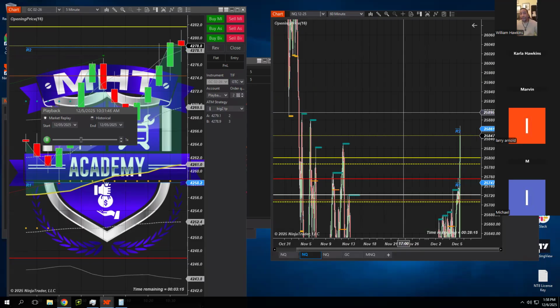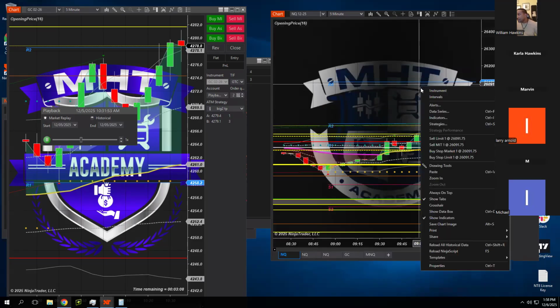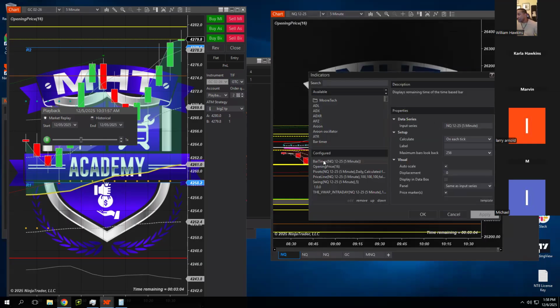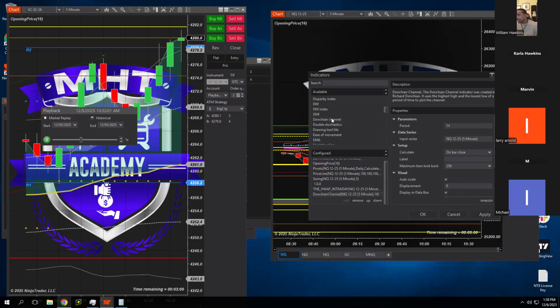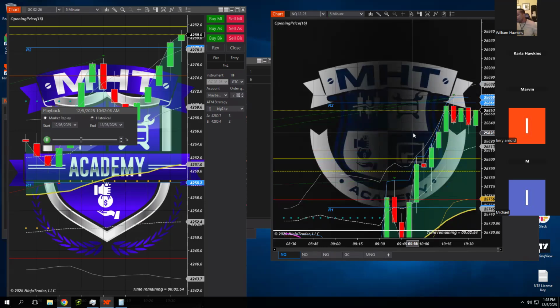How do you work the Donchian? Okay, so I'll pull it on here. That's a 60-minute chart. Now when I do a Donchian, I usually remove some indicators, so that's why there's not too much going on. But the Donchian right here, I don't change any settings on it. Let me remove the VWAP.